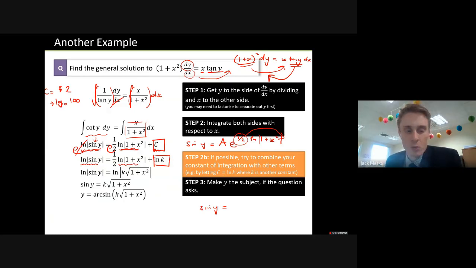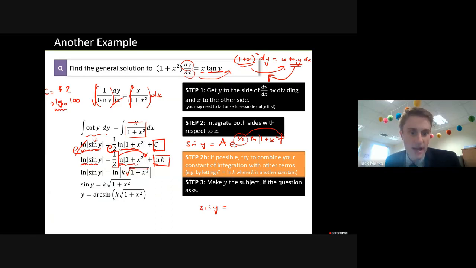Well, why would you do that? Why would you make things more complicated? Well, you might do it so that the other part has log in as well. Because if you have log in all of these parts here, you can use log rules to simplify things a little bit. So they've used log rules. So they put the half as the power here. That's where the square root comes from.